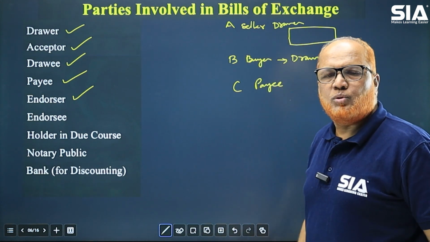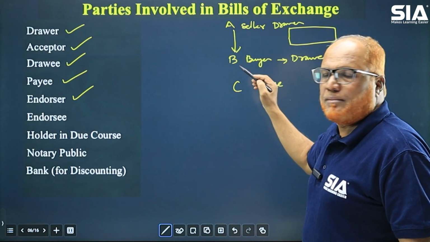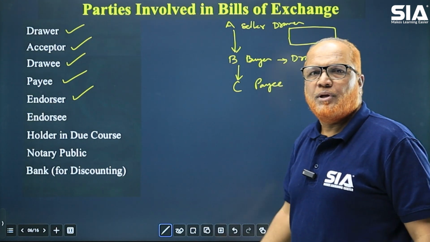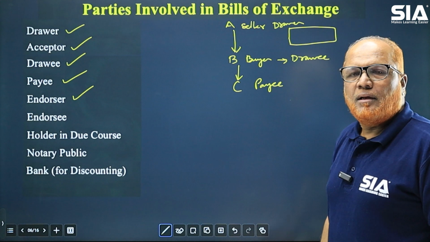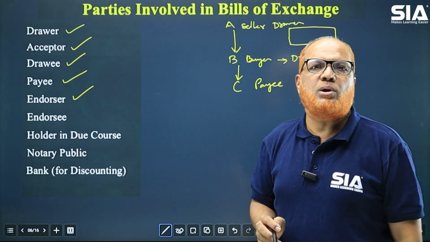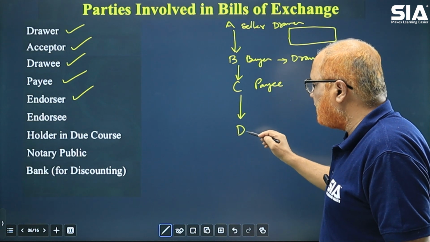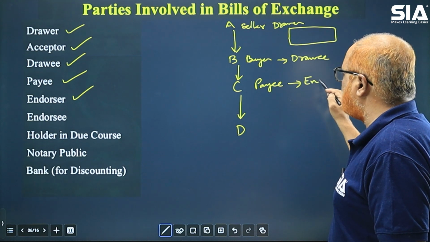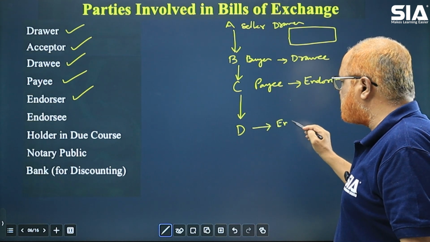Same example, I'll come to the point. A is the drawer, B is the drawee. After getting the acceptance of B, the name of the payee is C. So presently, in whose hands the bill is now? With C, payee. Now the payee C can endorse the bill to another person also. So in that case, the bill is passing from C to D. Here C is payee as well as endorser, and D is called endorsee.